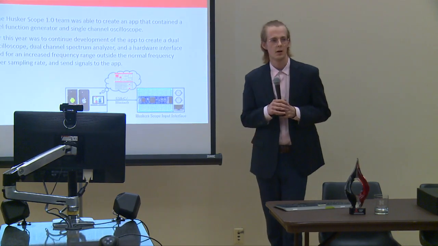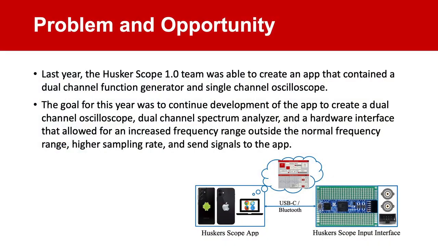So kind of the problem and the opportunity of the project. Last year, Husker Scope 1.0 was able to create an app that contained a dual-channel function generator and a single-channel oscilloscope that worked over the audio jack, like Joel was explaining earlier. But the goal for the project this year was to kind of expand the capabilities of this app and to implement a dual-channel oscilloscope, dual-channel spectrum analyzer, and to create a hardware interface that allowed for an increased frequency range outside the normal frequency range, higher sampling rate, and to send signals to the app.